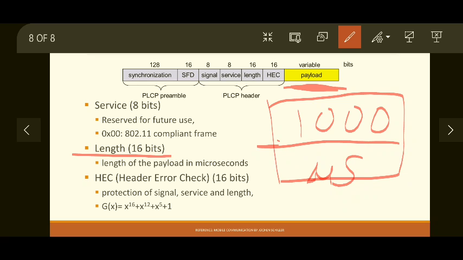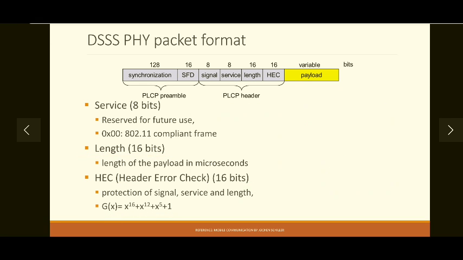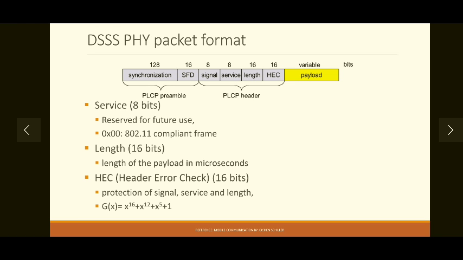Then followed by the final part of the header, similar to the previous physical packet format, that is FHSS. It is called HEC. Again 16 bits. It protects the header, that is signal, service and length, and it uses a CRC with the same generator polynomial as FHSS. Again, the payload is not protected, only the header part is protected, followed by the payload. So this is regarding the physical layer of wireless LAN infrastructure based networks.